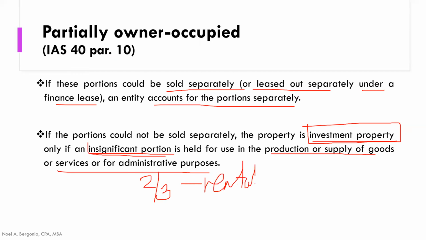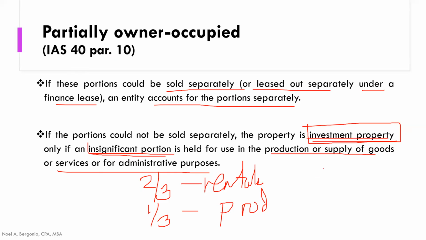And then let's say for example, 1/3. Actually, separable na ito sa case na ito, 'di ba? So held for production use. Okay, so kung separable siya at kayang i-separate, then we can separate them. Pero kung wala, pero you have assessed na mukhang 2/3 yung nagamit natin for rentals and then 1/3 is for production, then most likely insignificant yung production. Then we can say that this is investment property.